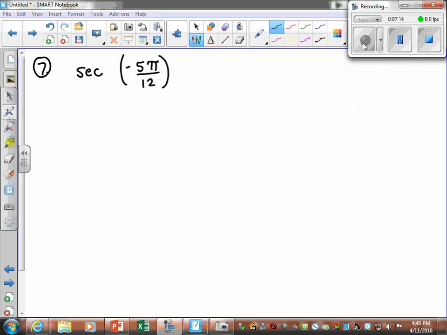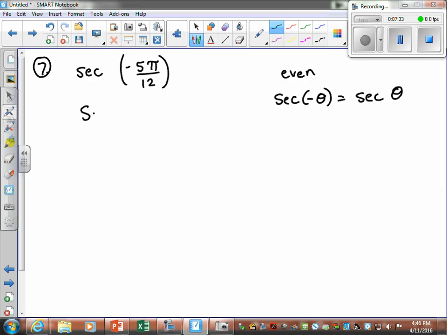Okay, we have a good bit going on with this one. First of all, before we even start, secant is an even function. So let me remind you, an even function. What that means is secant of negative theta is equal to the secant of theta. So basically this will give us the same value as the secant of 5 pi over 12.